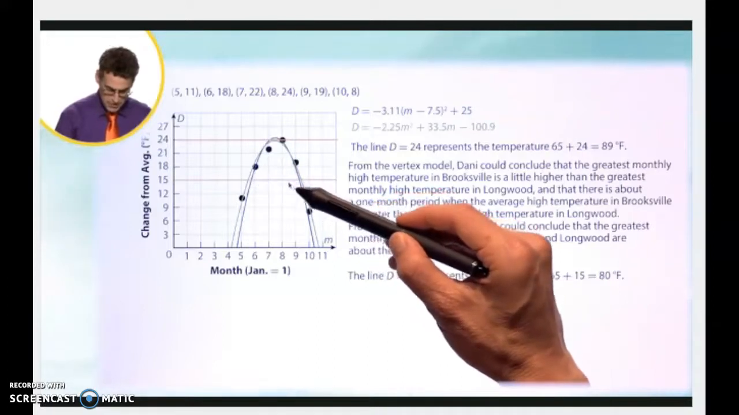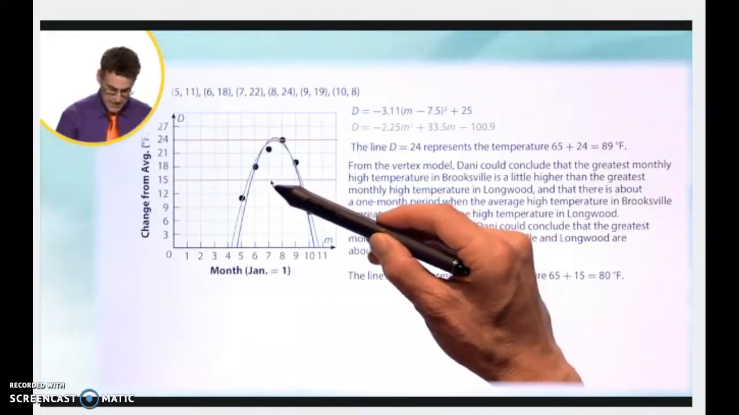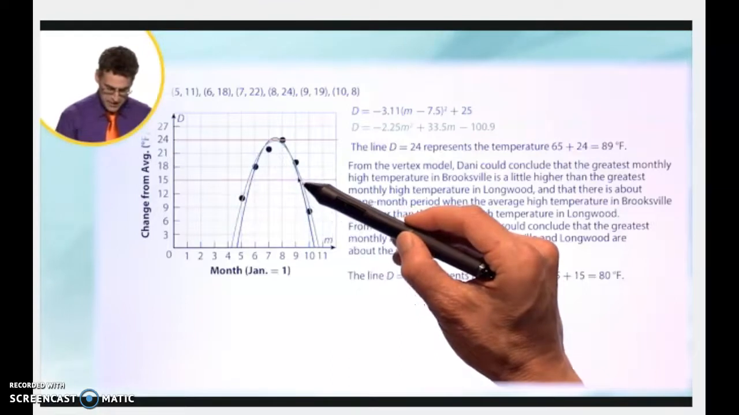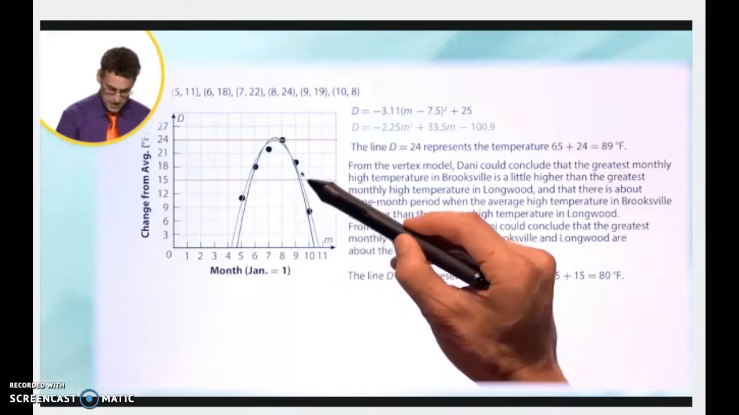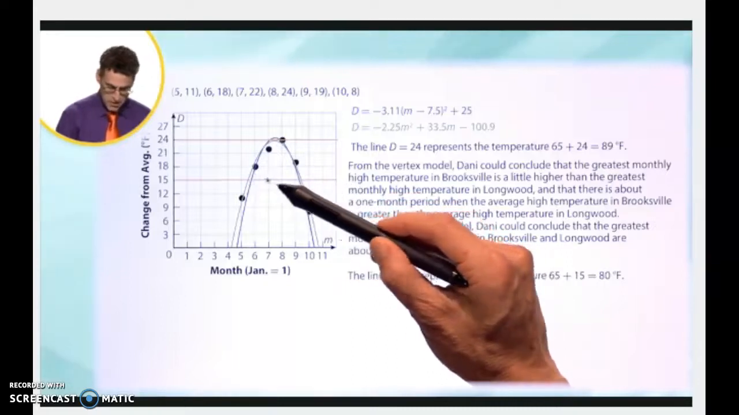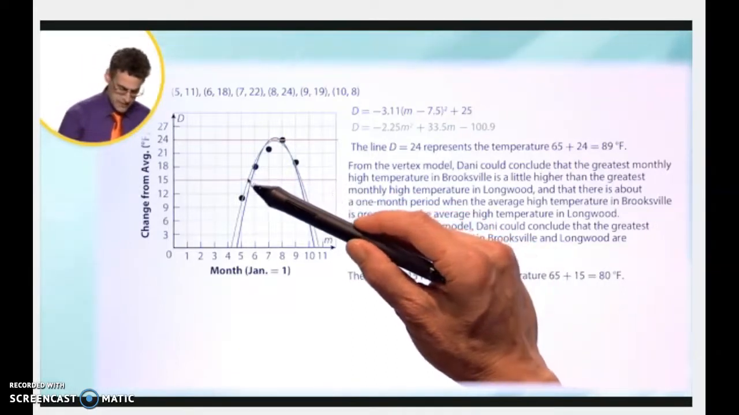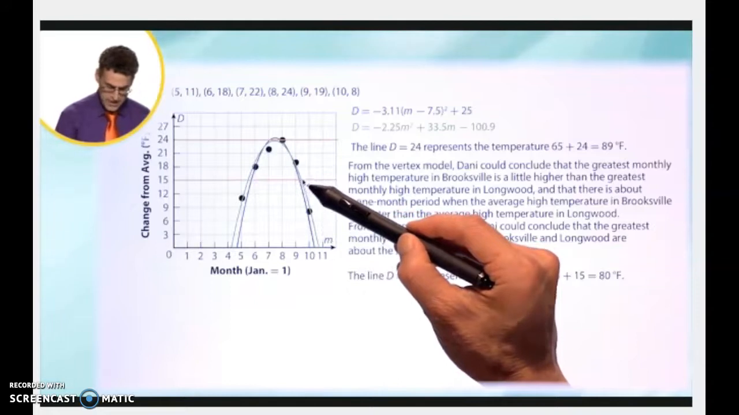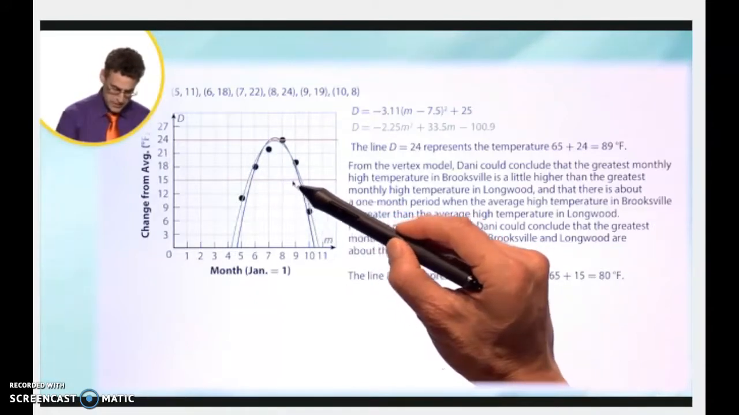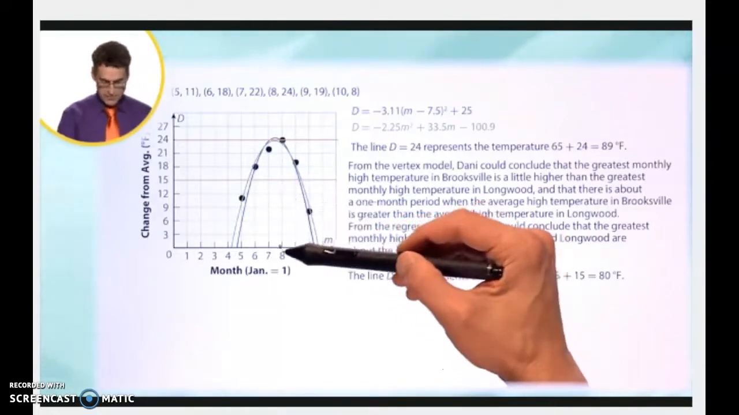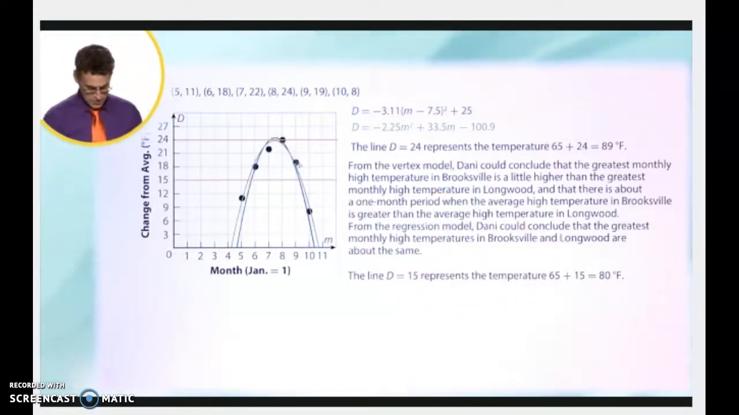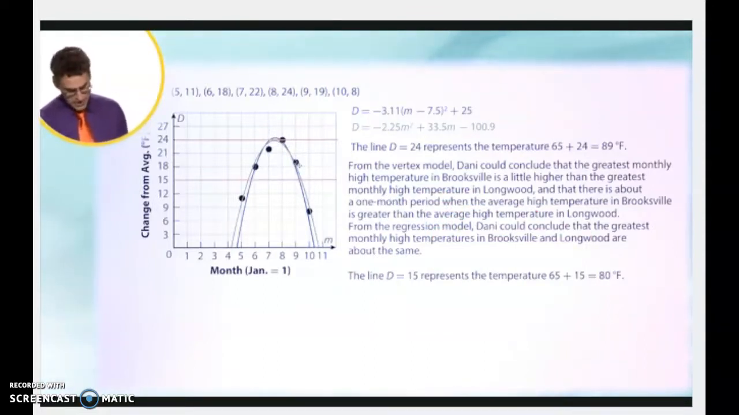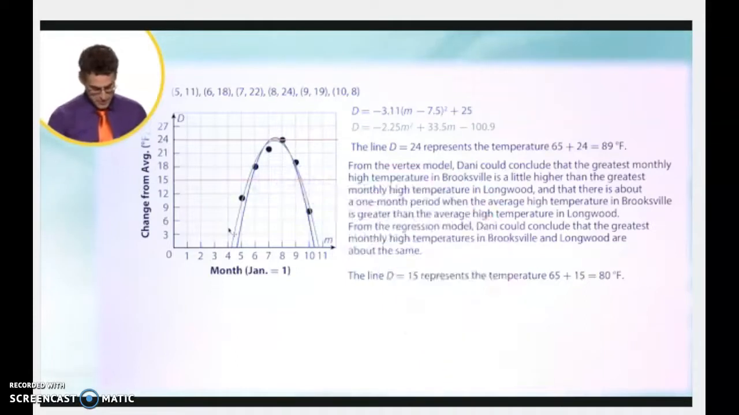Notice that the blue model actually has a shorter time span where it's above, whereas the green model starts way over here and is always up, and ends way over here. So it's a longer interval. The green interval from here to here, the green endpoints, is actually longer than the blue interval from here to here. So we see that with the Vertex model, we have a shorter amount of time where the average high temperature is greater than 80 degrees compared to the regression model.